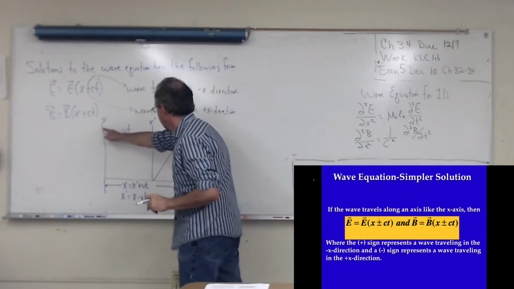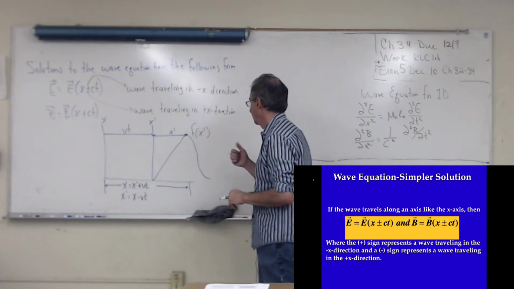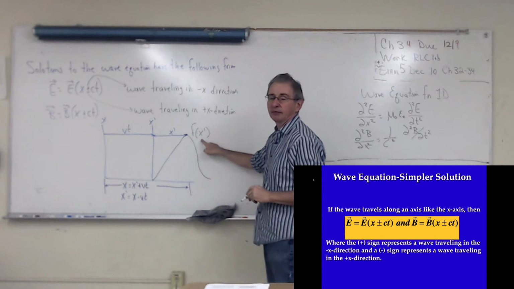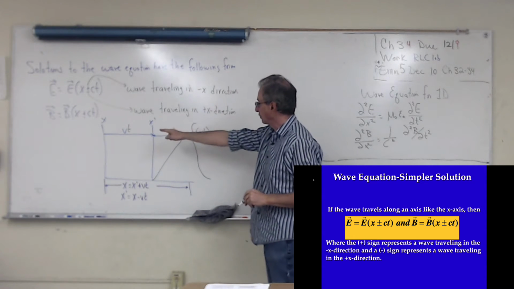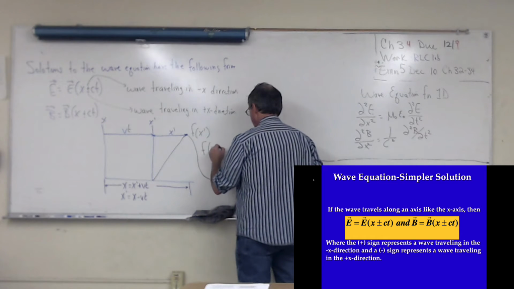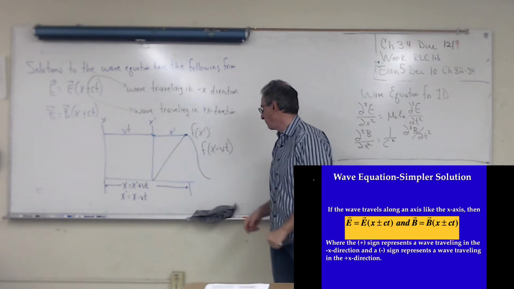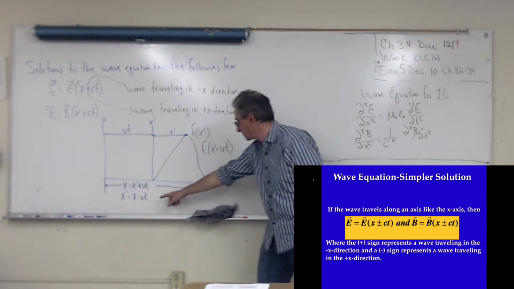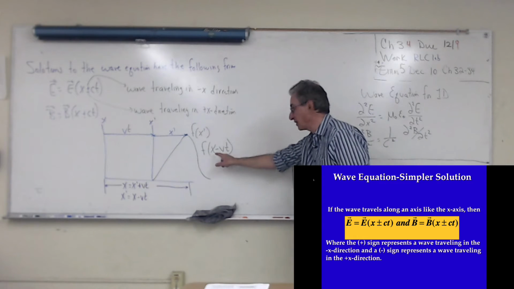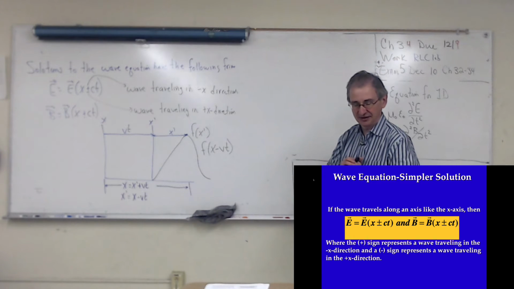To the person in the unprimed frame, this wave is moving to the right, but you're sitting on top of the frame, so you call this function f of x prime. According to that person, f of x prime is the same as f of x minus vt because of this relationship. Isn't that true? So wave traveling to the right, you have a minus sign there. Does that help? Yeah, I think so.